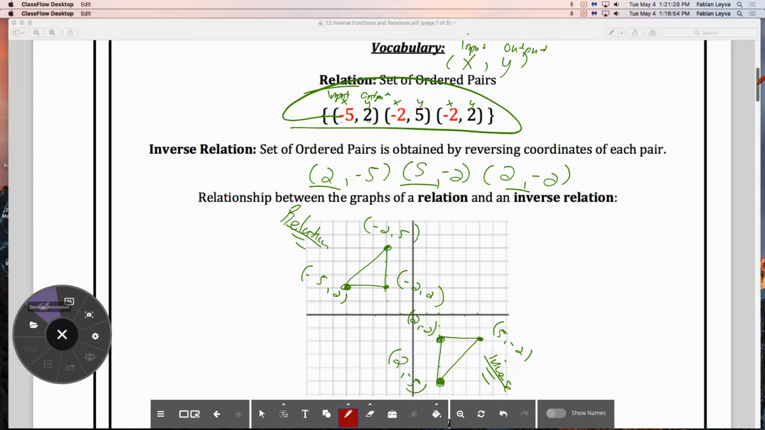All right, so what do you guys notice? When we graphed our relation, cool, it's a triangle. Notice that when we graphed its inverse relation, the shape stayed the same, but how would you describe the movement?